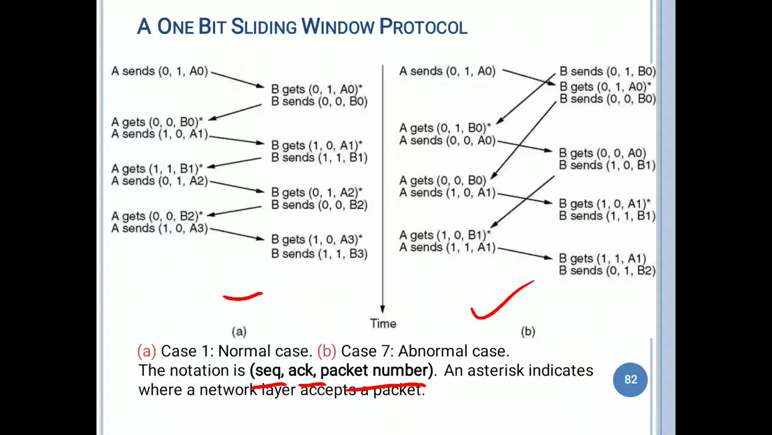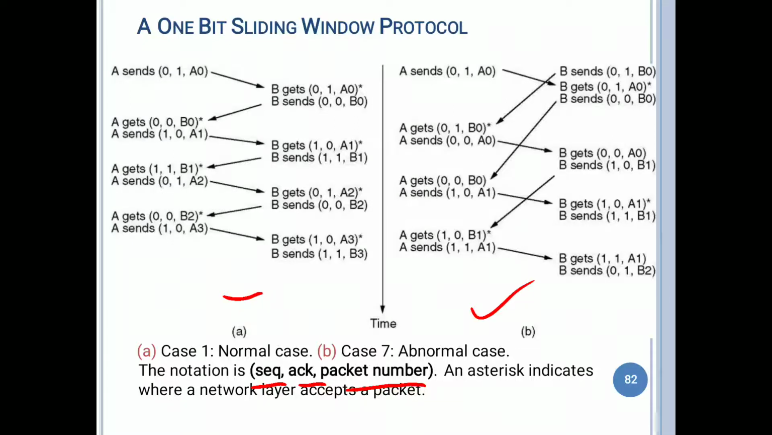So the second case is the abnormal one. Why is this abnormal? Here A and B both start sending the data at the same time. In the previous case, A sends the data and it is received by B, and only after that does B start sending. But here A and B both start sending the data at the same time. Same procedure, but here B also starts at the time of A.